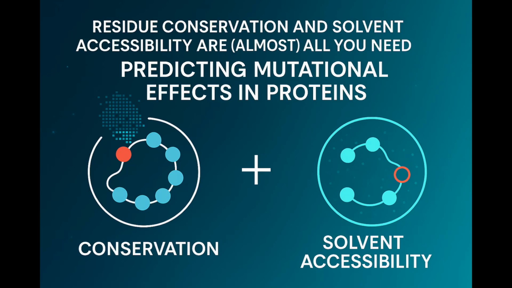So predicting how changing just one tiny part of a protein, a mutation, affects what it does, that's a really core challenge in biology, right? And biotech, too. Absolutely, it's critical. Think about understanding diseases or designing better enzymes, better medicines. It all comes back to this.